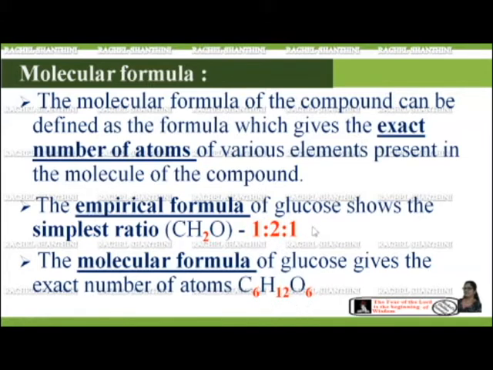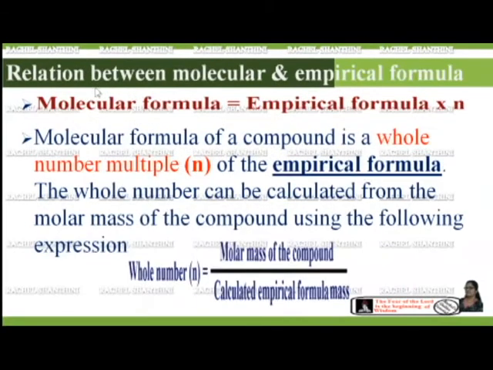in the molecule. For example, if we take glucose, the empirical formula of glucose shows the simplest ratio of the constituent elements here, carbon, hydrogen and oxygen, in the ratio 1:2:1. But the molecular formula of glucose gives the exact number of atoms present in glucose. That is, it has 6 carbon atoms, 12 hydrogen atoms and 6 oxygen atoms. So the molecular formula gives the exact number of atoms present in a compound.